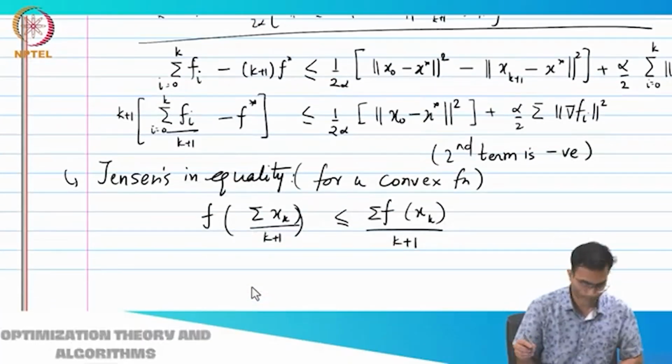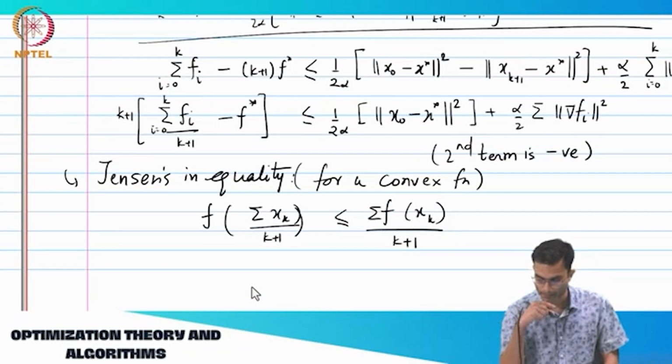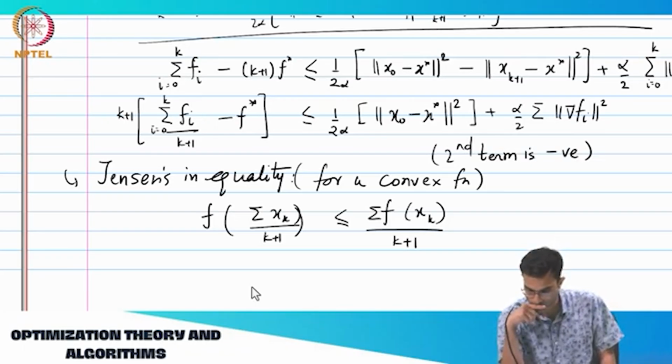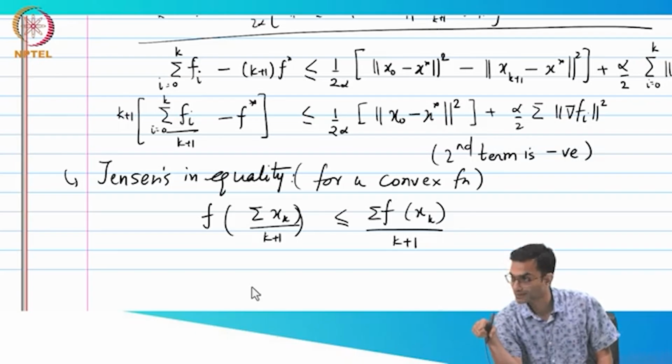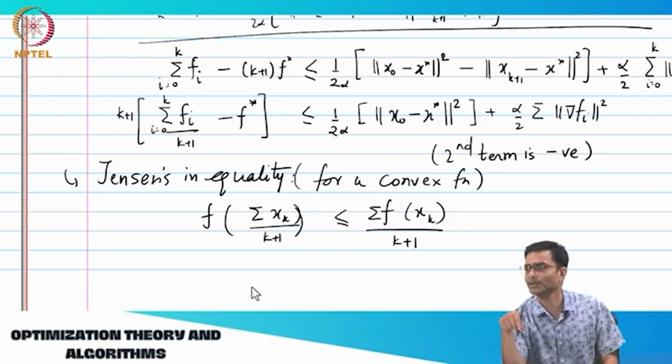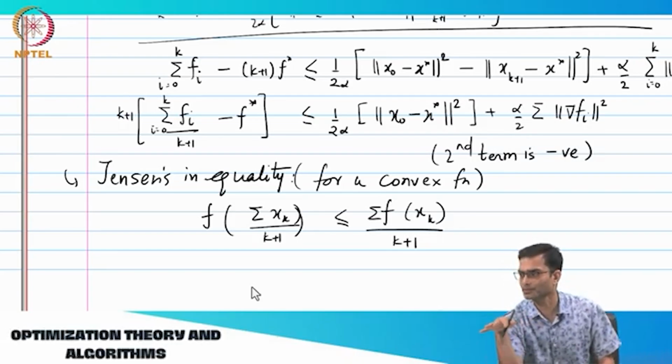Okay. Yeah. Why did I pull out the term xk plus 1 minus x star? Because that's the only term with a negative sign. I want to simplify this expression as much as possible.